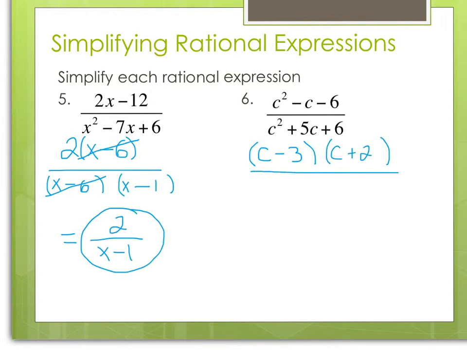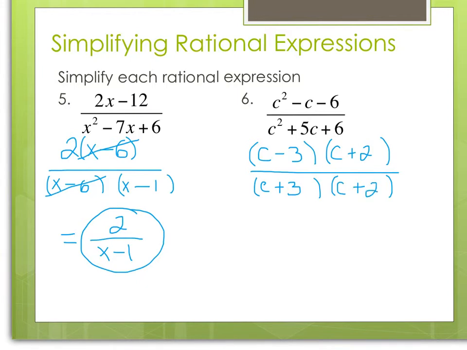We have divided by, again, let's make two sets of parentheses in the denominator. Factor c squared as c and c. Factors of 6 that add up to 5. Okay, so what factors of 6, same signs, will add up to 5? Good. Plus 3, plus 2. All right, now we look to cancel.